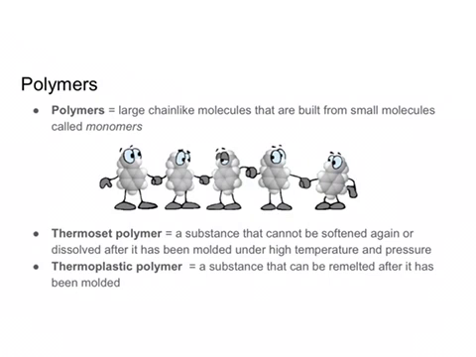So a polymer is just a large chain-like molecule that is built from small building blocks called monomers. And we see these all the time in our everyday lives through plastics and naturally in our body through proteins. A thermoset polymer is a substance that cannot be softened again or dissolved after it's been molded. And then a thermoplastic polymer is a substance that can be remelted after it's been molded. So they're like opposites of each other, and this is where we get a name for the common things that we call plastics.